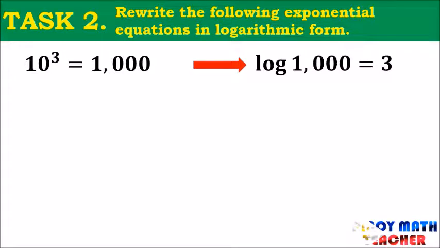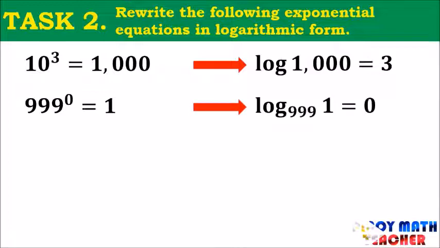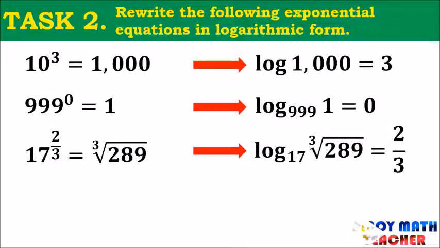So next we have 999 raised to 0 equals 1. So 999 yung base at 0 yung exponent. So in logarithm, that is logarithm of 1 with base 999 equals 0. So next, 17 raised to 2/3 equals cube root of 289. In logarithm, that is, so logarithm of cube root of 289 with base 17 equals 2/3.